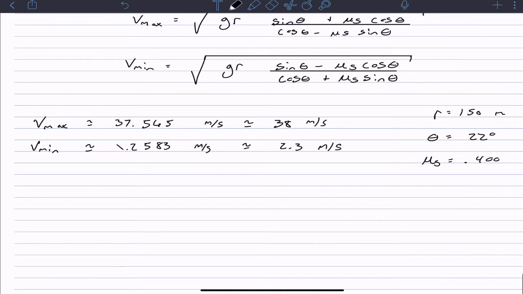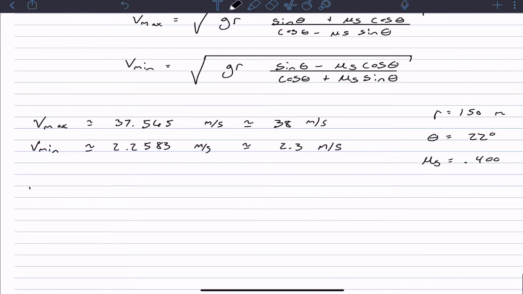Which actually, that's a pretty large range. I wouldn't know what to expect in this situation, but it seems like quite a bit. So you can go anywhere between 2 something meters per second all the way up to 38 meters per second. That's a pretty big jump before you start to slide. That actually makes sense though, because there's a low speed that you can start to move at before you slide down the ramp, but you really need to be going pretty fast to slide up the ramp and work against gravity. So that actually makes sense. All right.